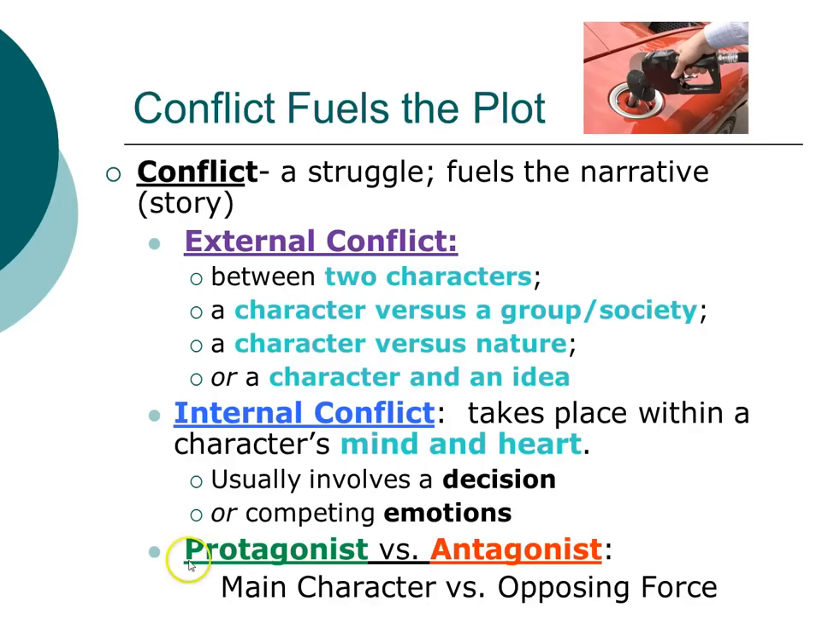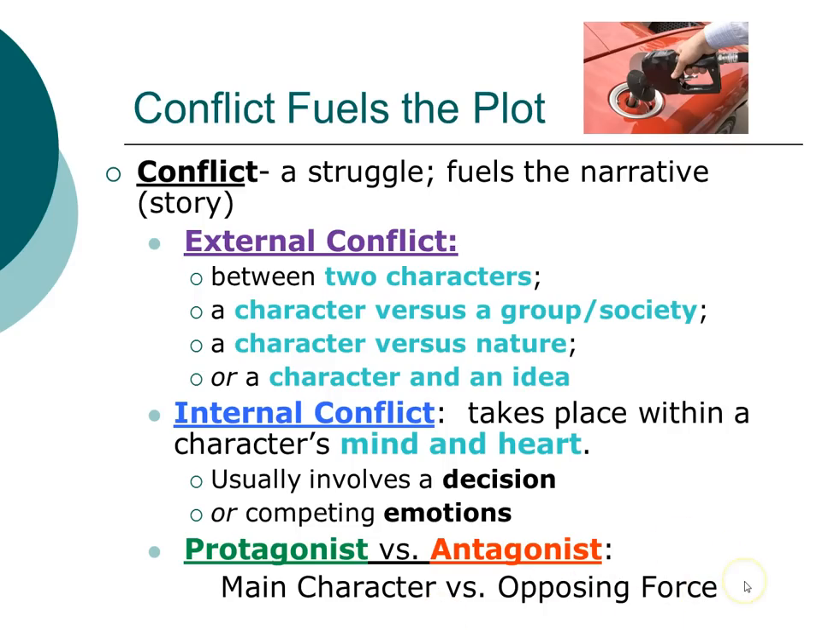We'll talk more about protagonists and antagonists on another slide, but for now, you should know that the main conflict in a story usually revolves around the protagonist versus the antagonist. Now, we tend to think of that as being the good guy versus the bad guy, but really, it's not that simple. When we use these terms, a protagonist is just the main character, and an antagonist is just an opposing force. Notice it doesn't say the word character.